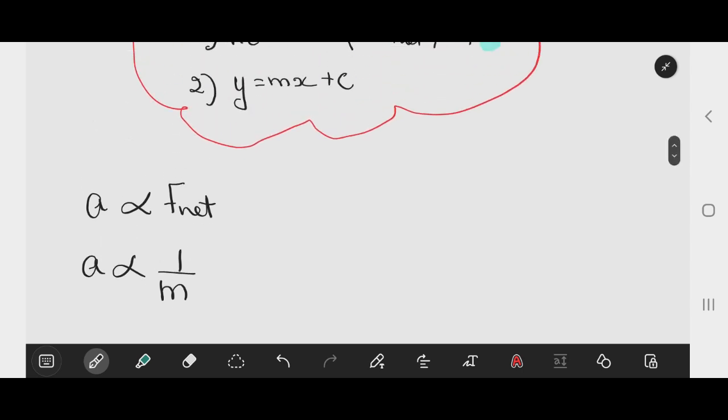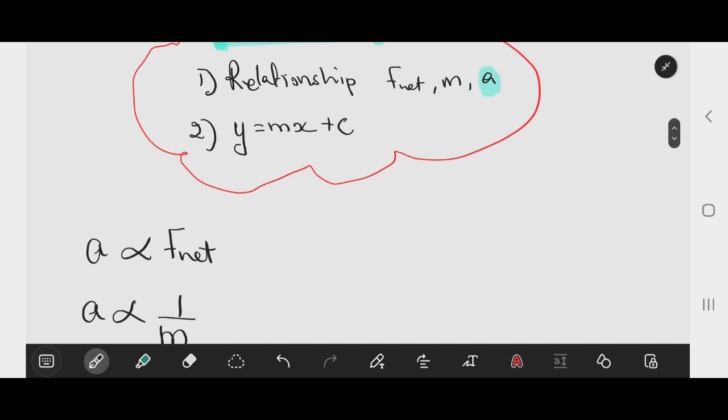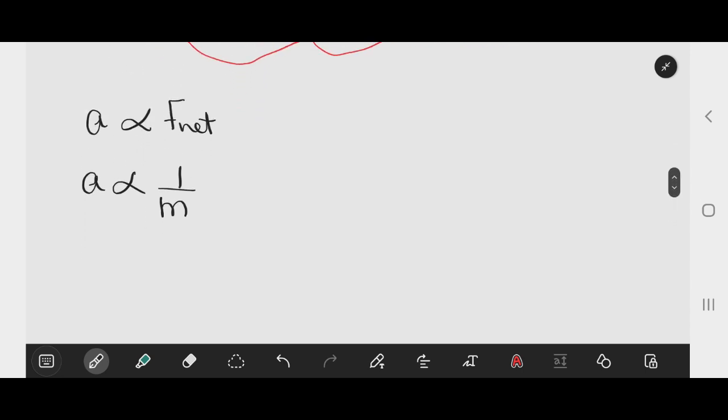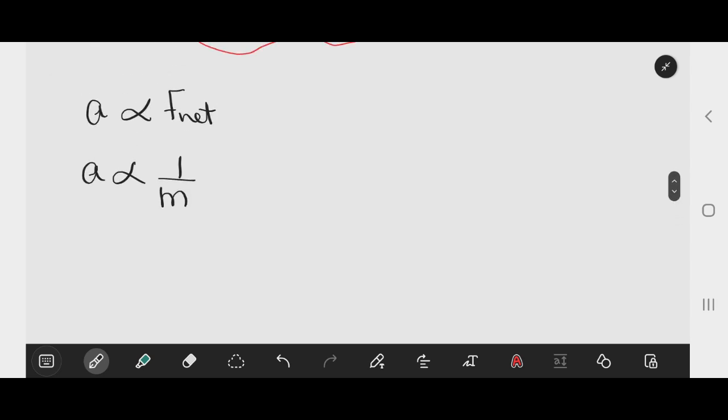So that is the first outcome, which is the relationship between the acceleration and the net force, and the relationship between the acceleration and the mass of the object. Acceleration is directly proportional to the net force, and it is inversely proportional to the mass of the object. Looking at the graphical analysis for this formula, let's say we want to perform an experiment, and in that experiment we want to check the first relationship, which is the relationship between acceleration and the net force.